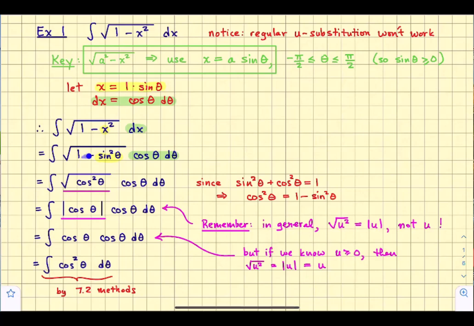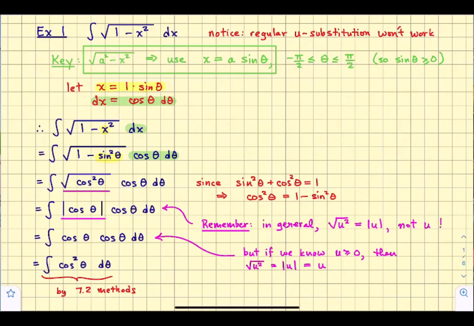Here we have the square root of 1 minus sine squared theta. We'll just use our standard trig identity to rewrite that as cosine squared theta. The square root of cosine squared theta times cosine theta d theta. Now the square root of cosine squared theta is the absolute value of cosine theta. Remember that in general, the square root of u squared is the absolute value of u, not u. But if we know that our variable is greater than or equal to 0, then the absolute value of u is the same as u, and we've made sure that that happens by this restriction on our theta.